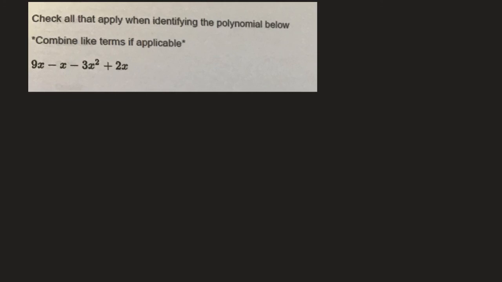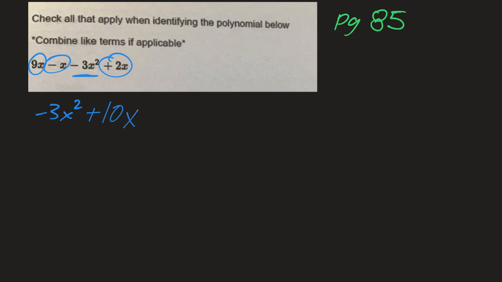Okay, so this is a classifying polynomials question, and you can find all the vocab on page 85. If you're not sure what to call something, that's the page to look at. We're going to start with this problem by combining all of our like terms together. I see that these are out of order and I don't have like terms yet, so let's start putting things together. Got this negative 3x squared, and I've got 9x minus x and plus 2x. Let's combine them together. 9x minus x is 8x, plus 2x is going to be plus 10x. So when I simplify it, this is what I should have.